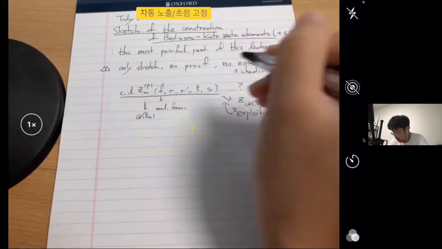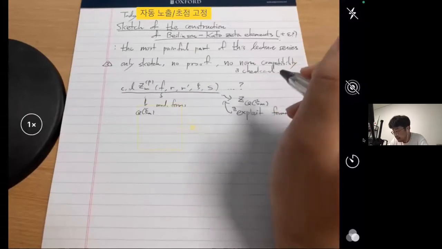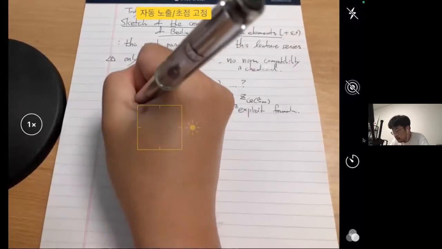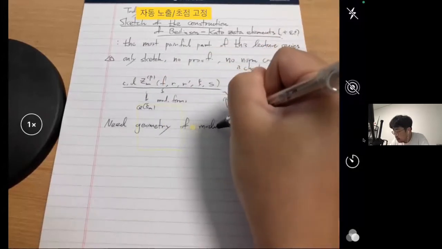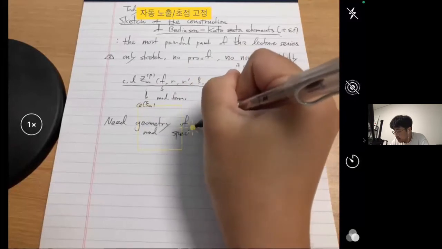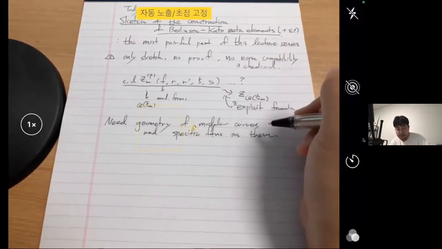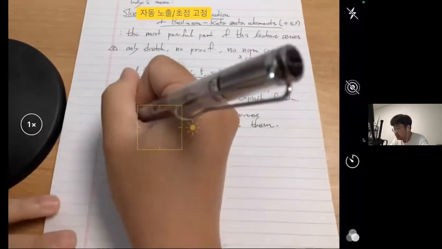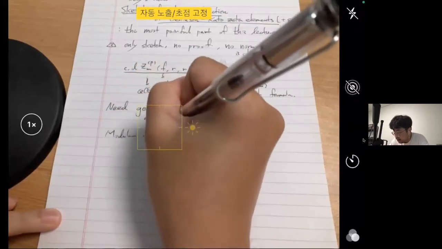In order to figure out the meaning of this notation, we need the geometry of modular curves and specific functions on them. That would be the main objective of this talk. We will review the theory of modular forms and modular curves, but in an algebraic way.